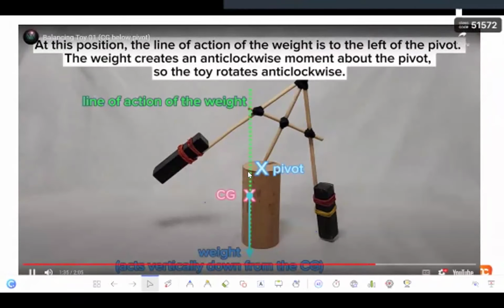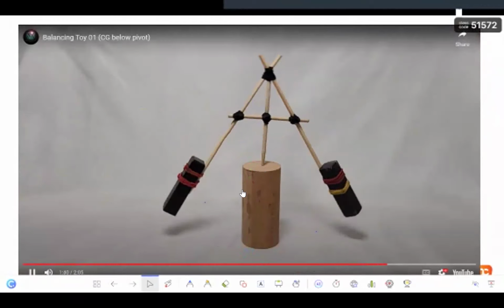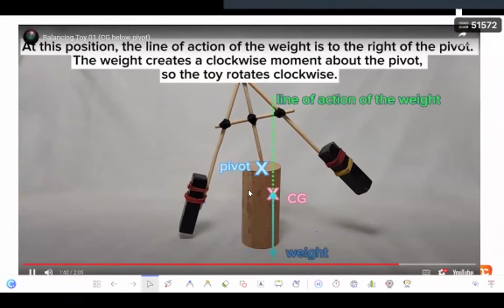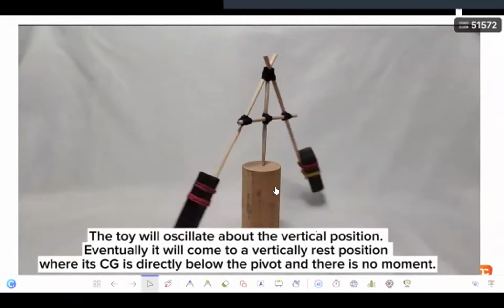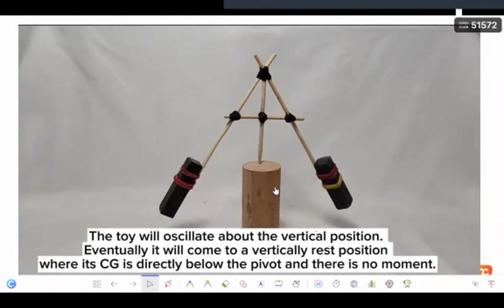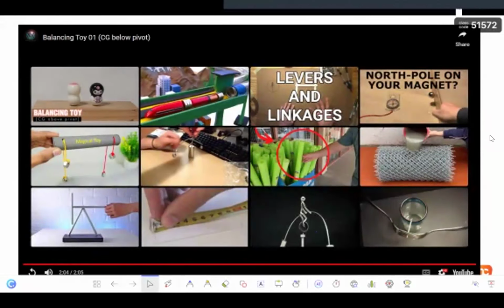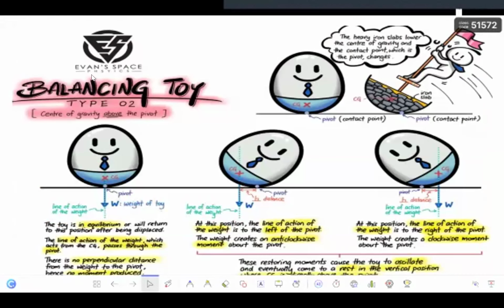Okay, so if you see it's tilted like that, my center of gravity will shift to the right. Okay, so it will always rotate until my center of gravity is directly below the pivot. Okay, let's go into the next type of balancing toy.